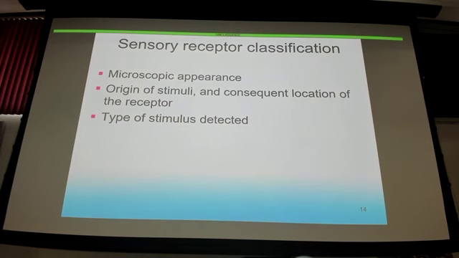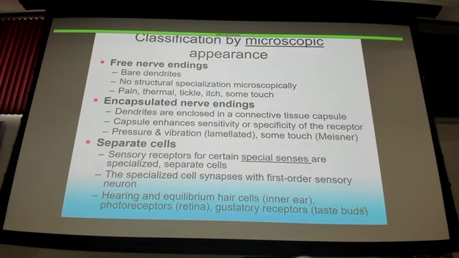A lot of these you've heard of. We're just going to mention them again, but the first microscopic appearance that we see, and it encompasses a lot of the senses, is bare dendrites. Meaning the sensory neuron has bare dendrites out there picking up itch, tickle, touch, pain. They're all using free nerve endings. And I do want you to pay attention to the differences in the receptor classifications, how they're built.